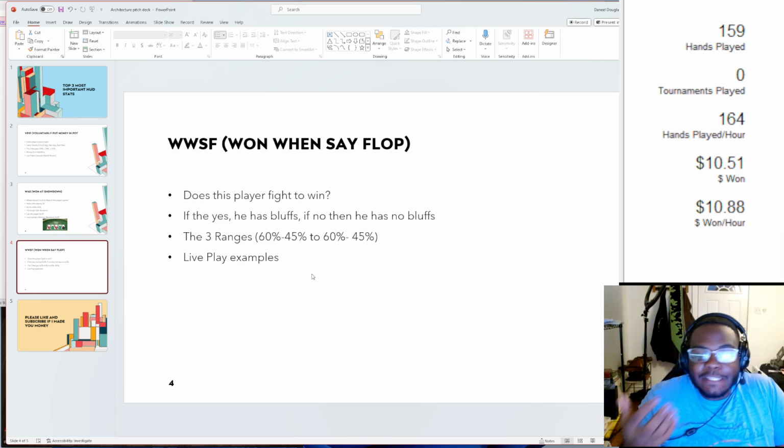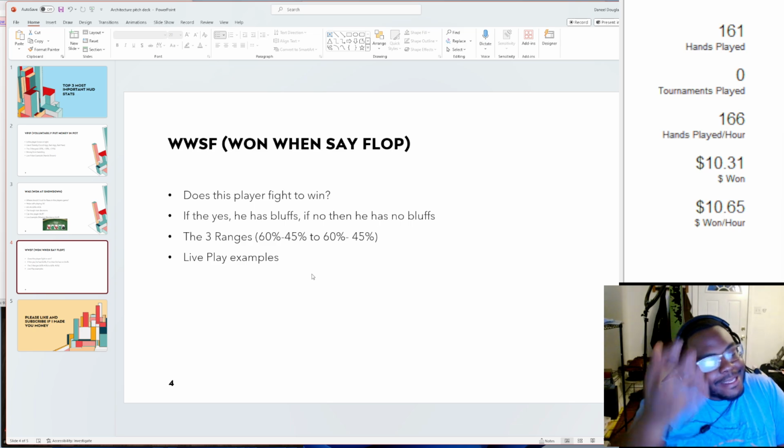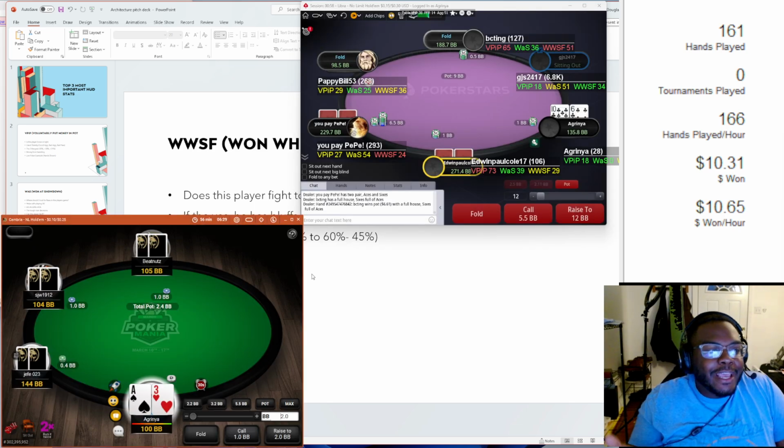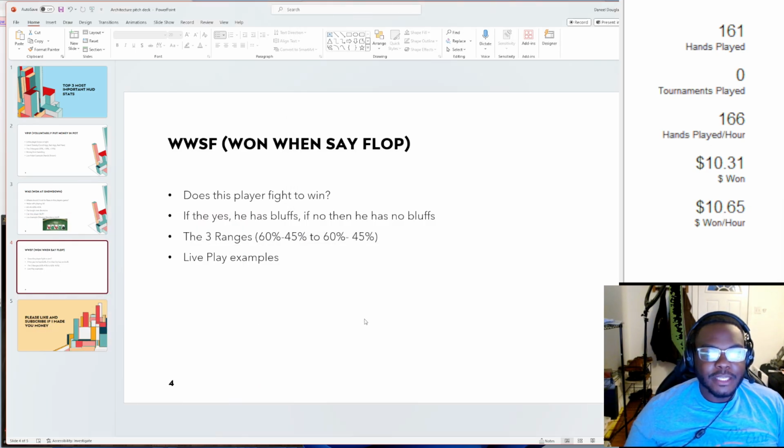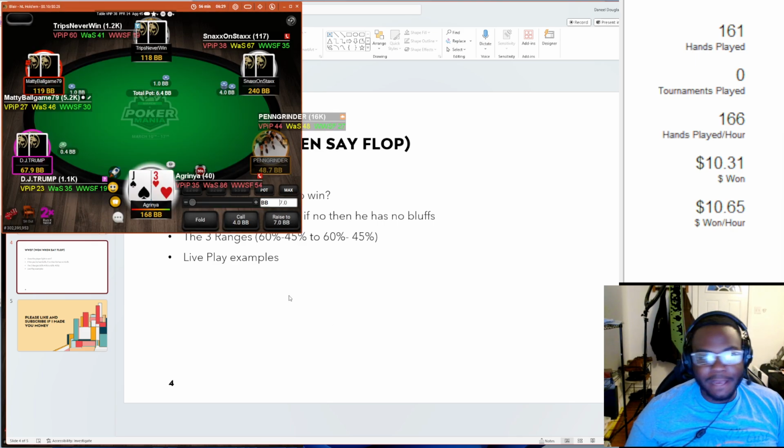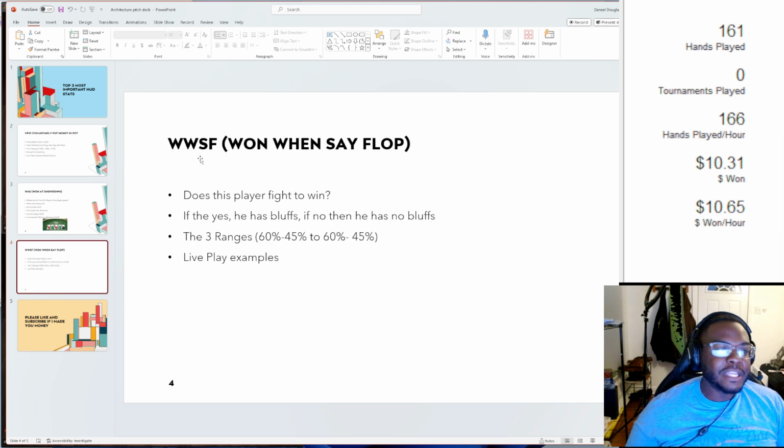If a player never has bluffs, then yeah, you know how to play against them, but you can only win against them one way. But when a player has bluffs, you can win against them by bluff catching them, you can win against them by value betting them, and they just offer a lot of ways to win when they have a high won when saw flop. Okay?